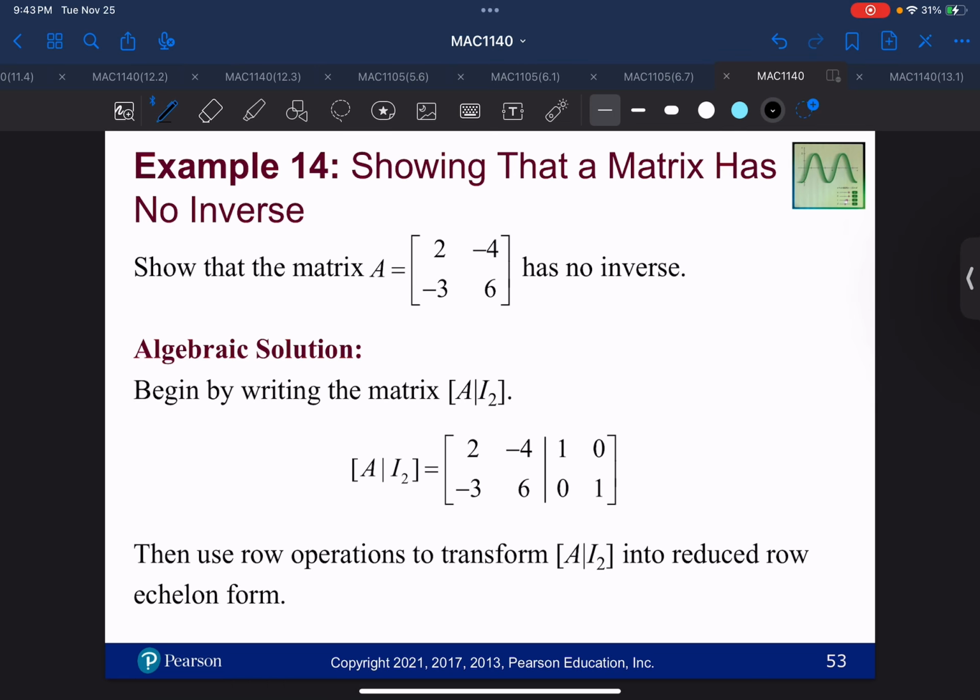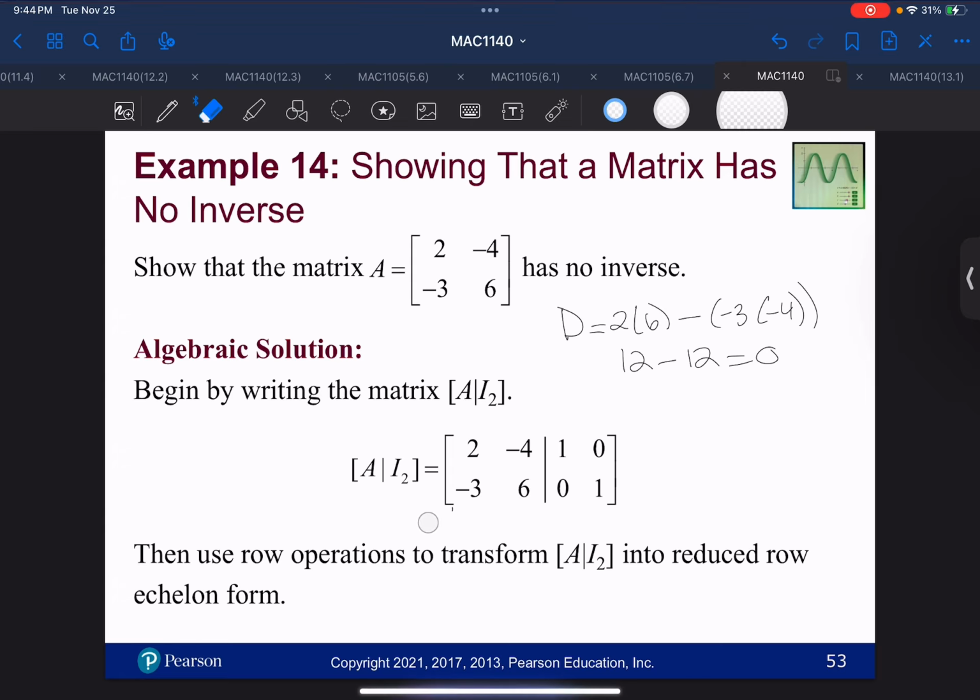Okay, so this says show that the matrix A has no inverse. So first of all, I'm just going to find the determinant of this matrix, which would be equal to 2 times 6 minus -3 times -4, which would be 12 minus 12, which is 0. So because this determinant is 0, that tells me that there isn't an inverse matrix. But I'm going to show you how to do it this way as well.